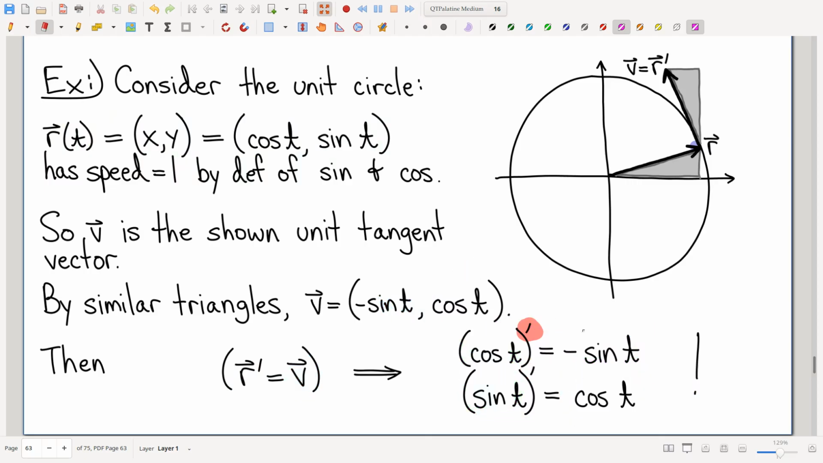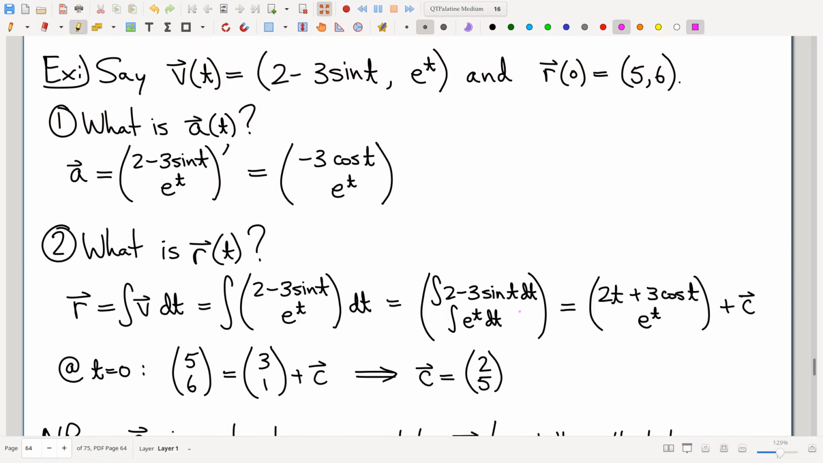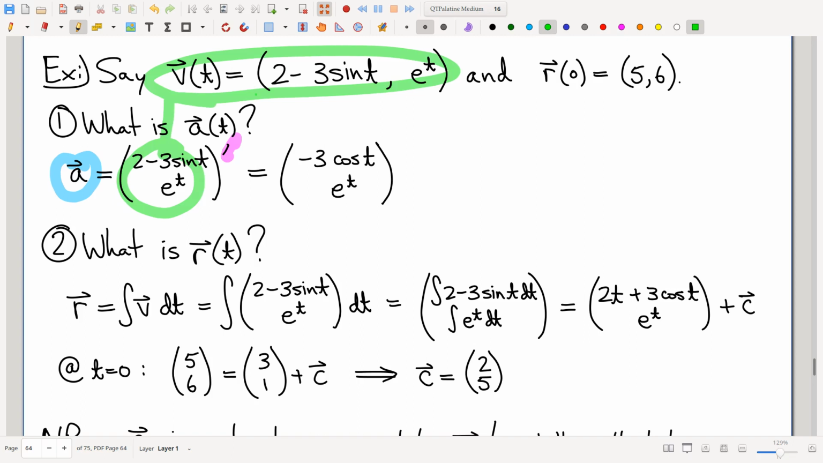Okay. Here's another example. This is pretty straightforward, but let's walk through it. Suppose I give you a velocity, and then I ask, what's the acceleration? What's the position? Well, acceleration is the derivative of the velocity. So take the derivative, boom, there's your acceleration. Kind of boring.